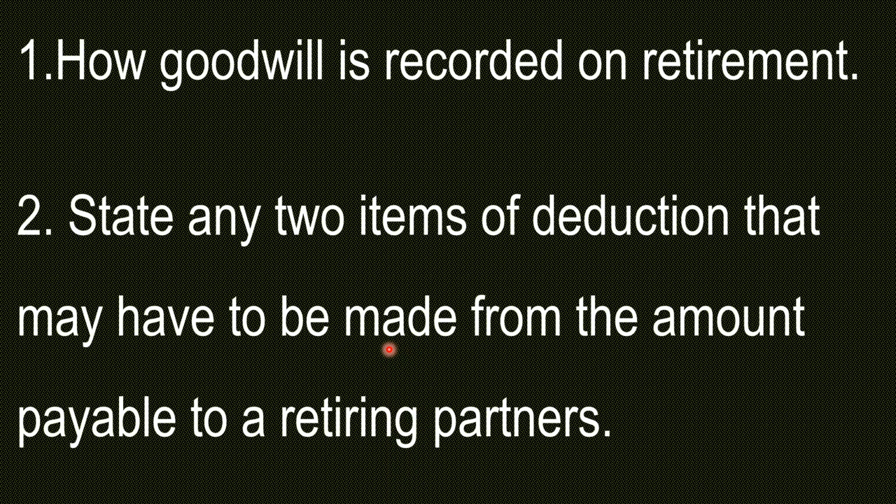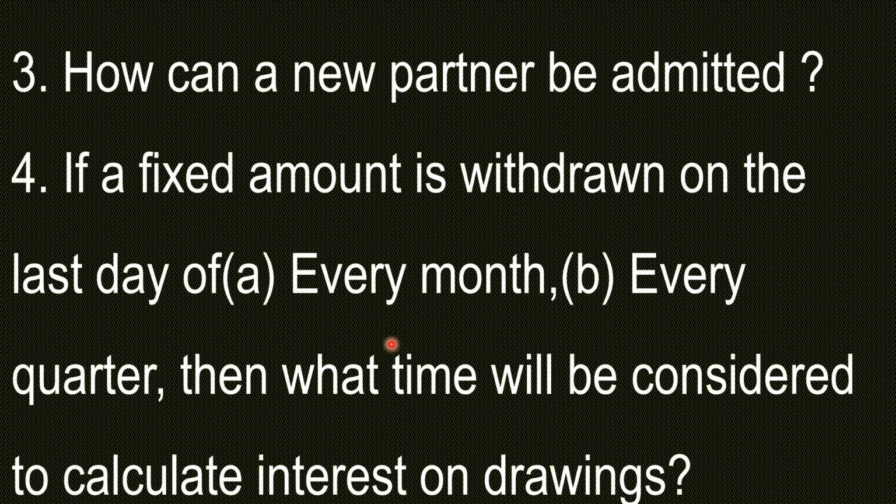One more example: if goodwill already appeared in the old balance sheet, that is also deducted. To eliminate the old value of goodwill, generally we pass the entry retiring partner's capital to goodwill. So these are the answers to this question: loss on revaluation, profit and loss account debit balance, as well as elimination of goodwill. These are the items generally deducted from the retiring partner's capital. Now, the third question.